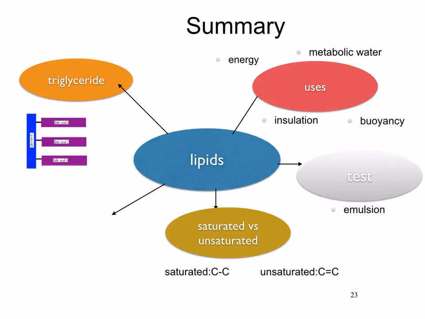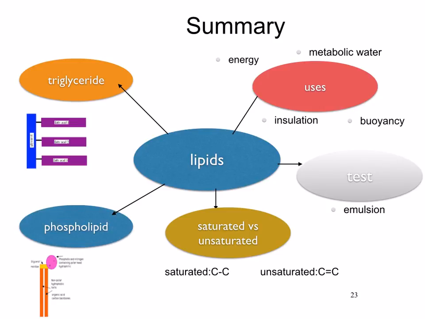How do you test for a lipid? You use the emulsion test. So you add ethanol and then water, and it forms a white emulsion. And then what is a phospholipid? A phospholipid has got a phosphate group attached to the glycerol and 2 fatty acid chains. It's very important in membranes. So it's a good idea to copy down this diagram as a summary of lipids for when you study later.